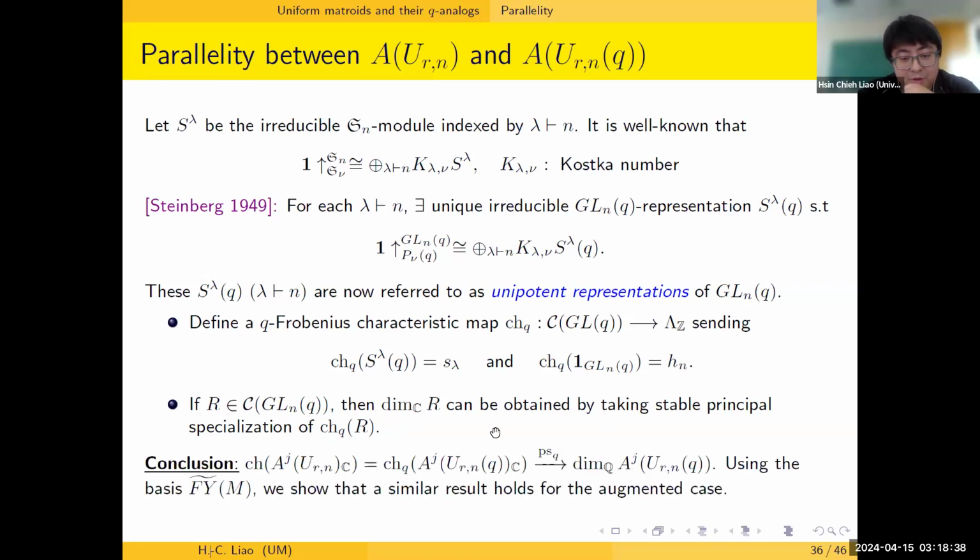And so combining with the observation we had before, we have the conclusion that the Frobenius characteristic of the Chow ring of the uniform matroid is actually the same as the q-Frobenius characteristic of the Chow ring of the q-uniform matroid. And if we take a principal specialization, then we can obtain the dimension of the Chow ring of the q-uniform matroid. And also using the basis of the augmented case, we show that a similar result holds for the augmented cases.